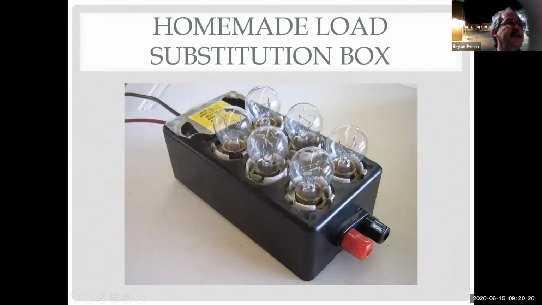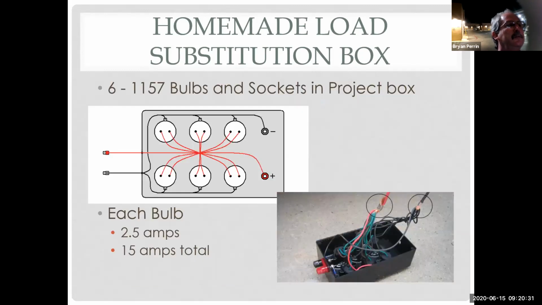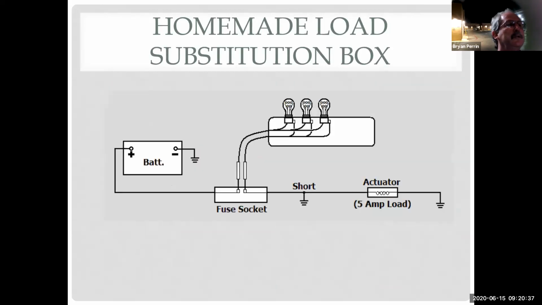And here's the homemade load substitution box I was talking about. This has 6 bulbs in it, so it makes a 15 amp draw. And there's how it's wired up. And here's how we'd use it in a circuit. So here we have a short before the load. As soon as you put in the fuse and turn the car on, the fuse blows.